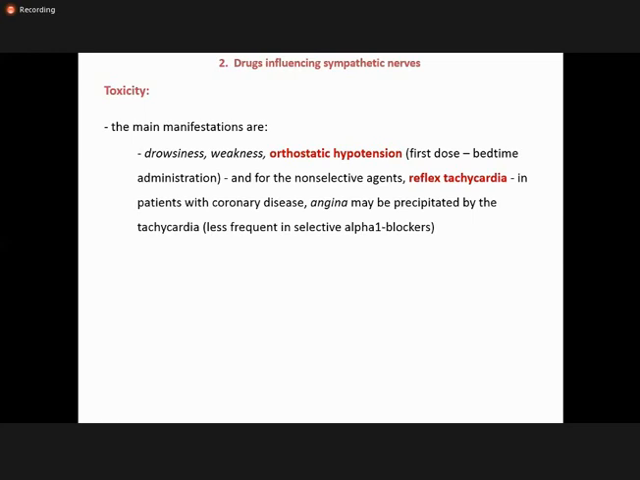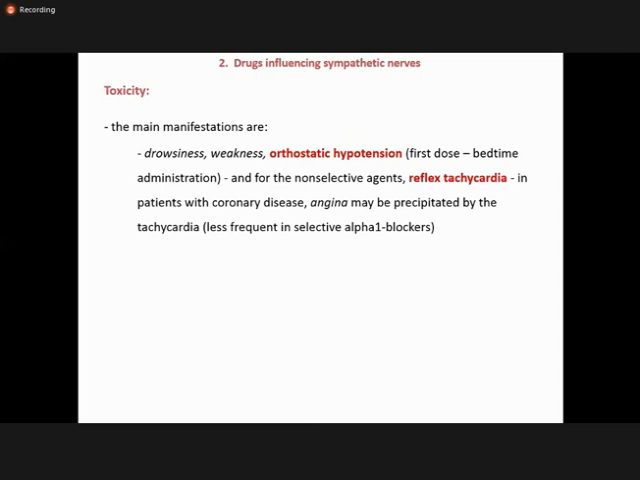So how can we prevent this first dose syncope? If we are going to advise our patient, there are two mechanisms. Number one, we start the therapy with a low dose, and second important, we start the therapy at bedtime. Clear? Okay. And for the non-selective agents, reflex tachycardia in patients with coronary disease, angina may be precipitated by the tachycardias. That is not seen with selective alpha 1 blockers.